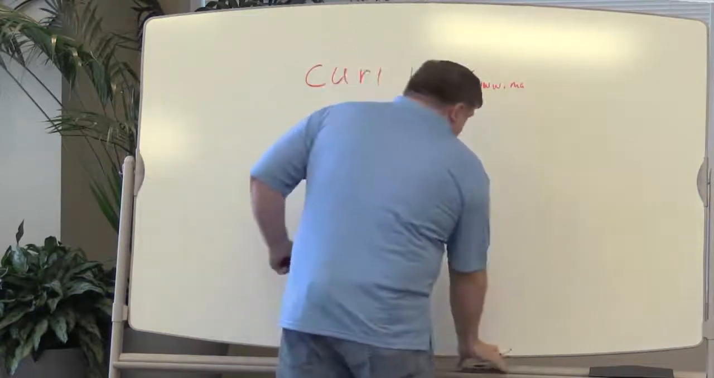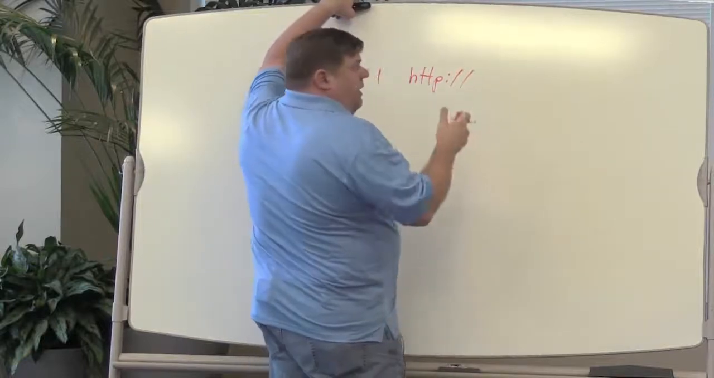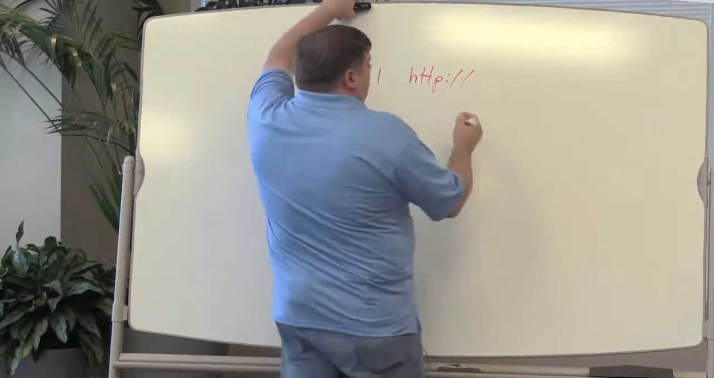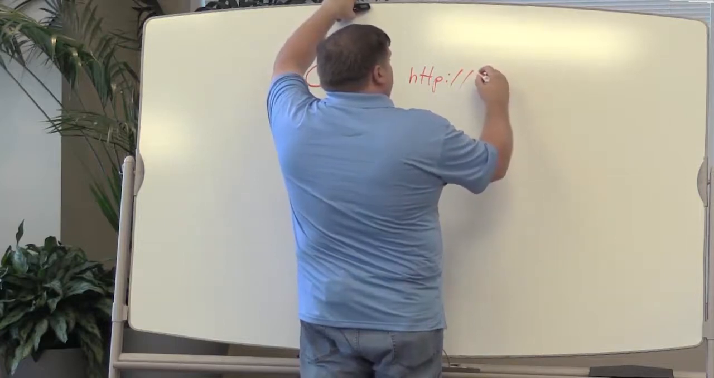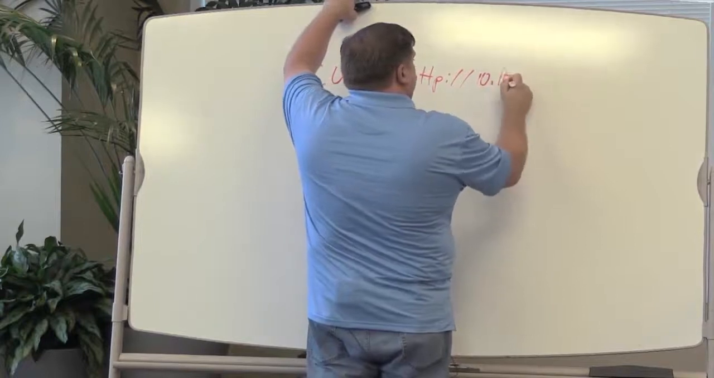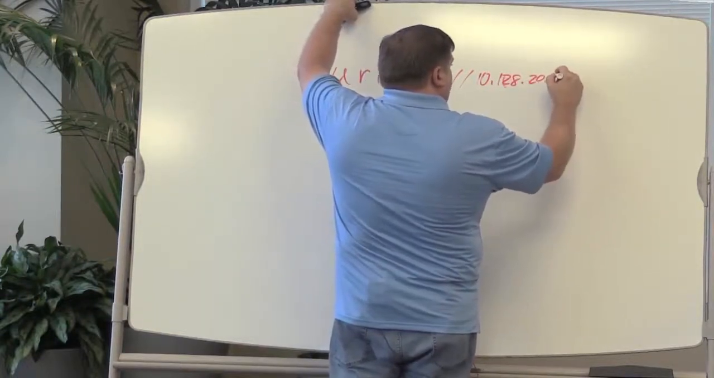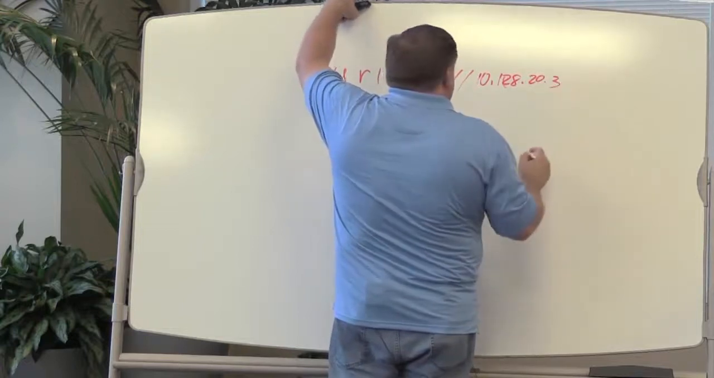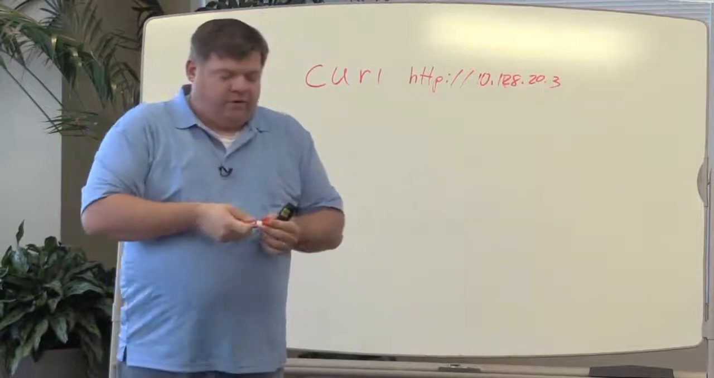or actually let's put in an IP here. Makes it a little bit more simple for the test you may be doing between your big IP and the backend server. So let's say I go to http://10.128.20.3 and I hit enter. I could put a path there if I wanted to.